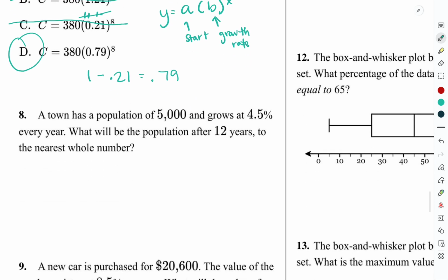Okay, now we're doing the same thing, but you got to plug it in your calculator at the end. So a town has a population of 5,000. It's growing at a rate of 4.5%. So I can say 1 plus 4.5%. What is the population after 12 years? To the nearest whole number. We're talking about people. You're not going to have like 0.5 of a person. So we're going to round to the whole number.